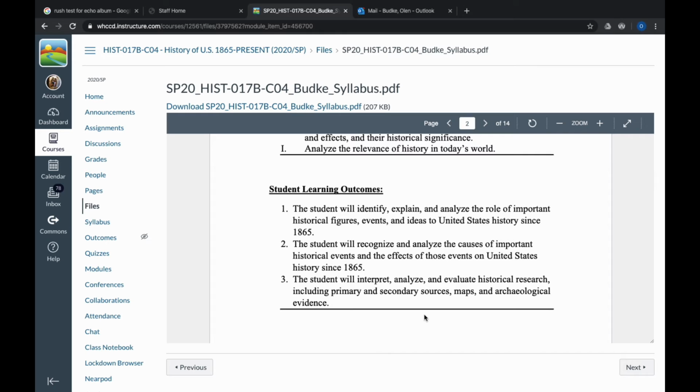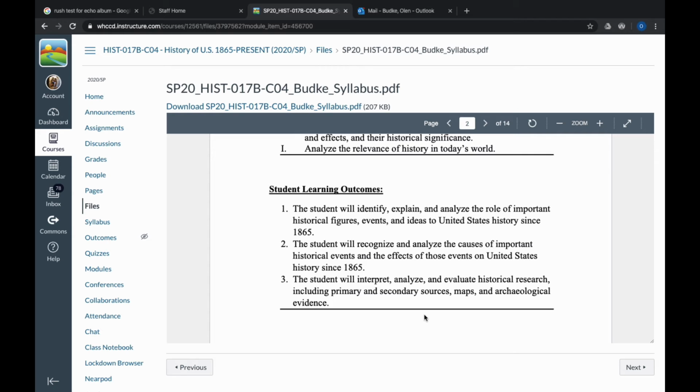Number two, the student will recognize and analyze the causes of important historical events and the effects of those events on United States history since 1865. This is going to be accomplished largely through our assignments on a week in and week out basis. All right, because this is where we're not just able to identify, but we're analyzing causes and the effects. So in a way, we need to be able to not just look at an event, but also see what led up to that event, what resulted out of that event, and critically think about the role that that event has played in shaping American history.